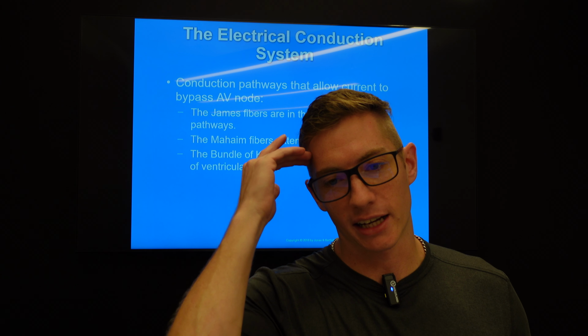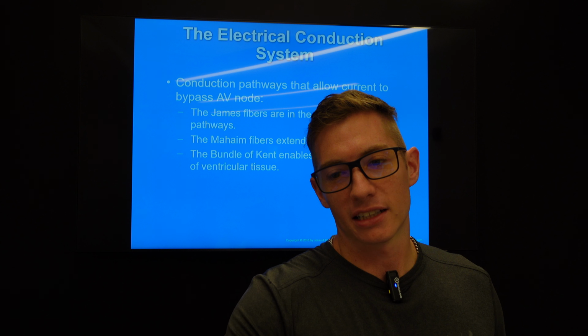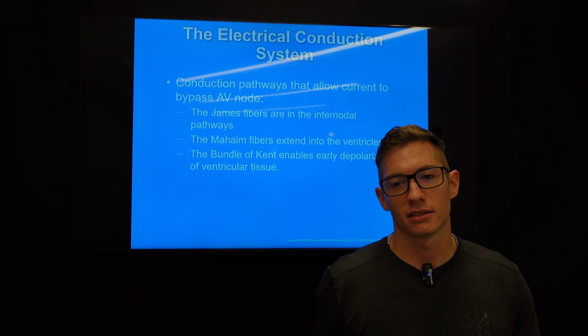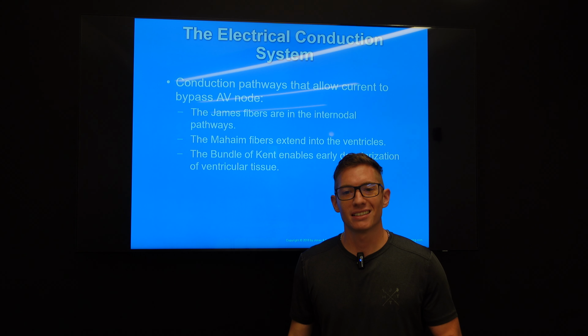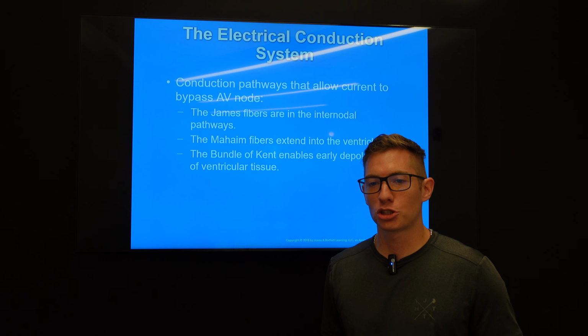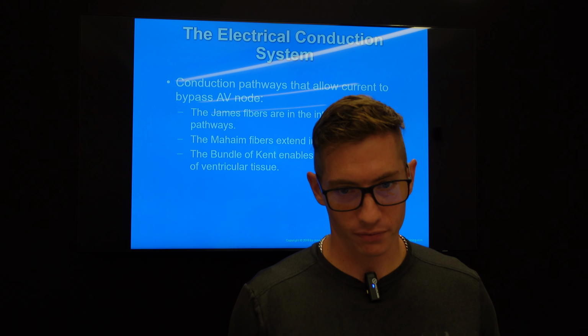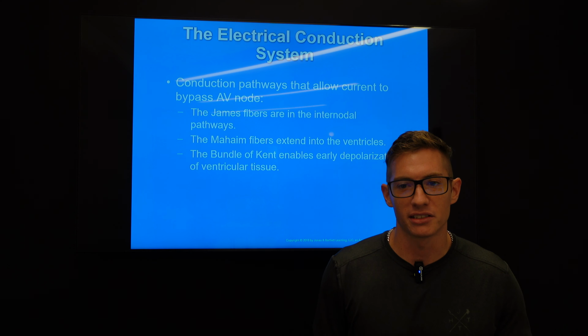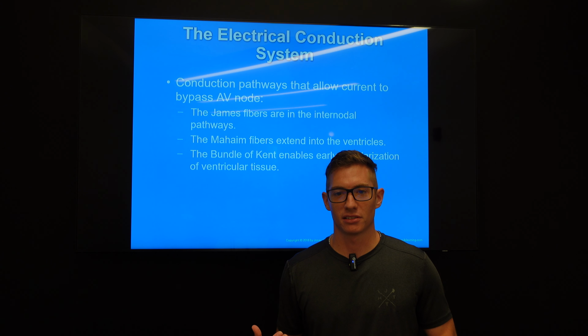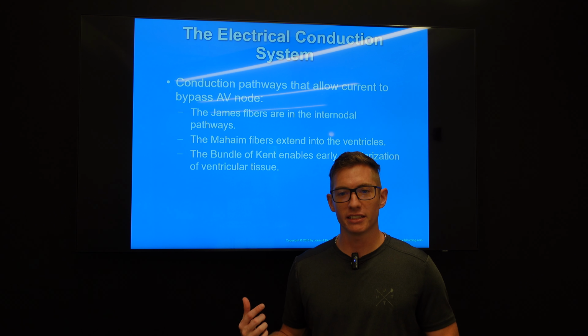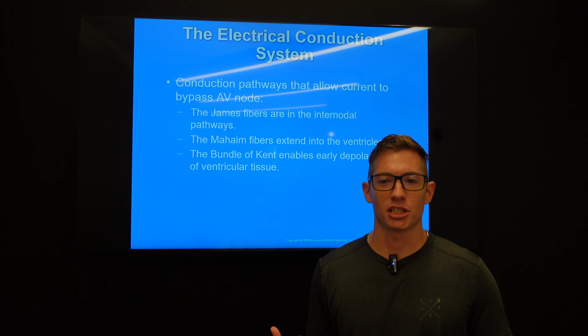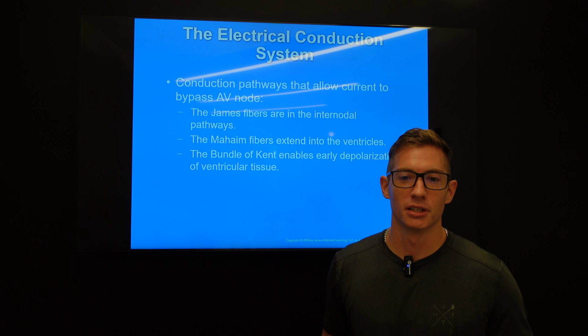Then you have your bundle of Kent. It's typically located between the left atrium and the left ventricle, although it is sometimes found between the right atrium and the right ventricle. It enables a depolarization wave to bypass the AV node and trigger early depolarization in a section of the ventricular tissue.